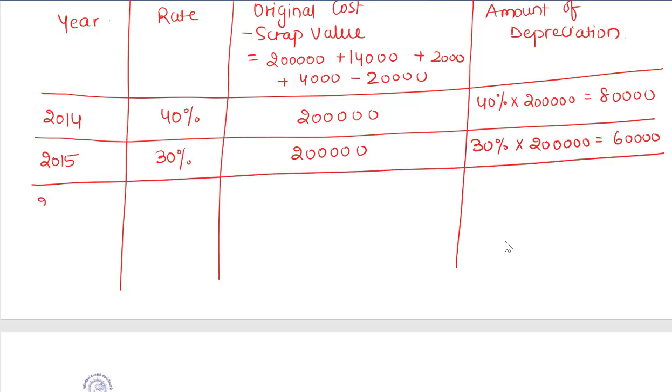Let us do it for 2016. For 2016, 20% of 2 lakhs, which is 40,000.